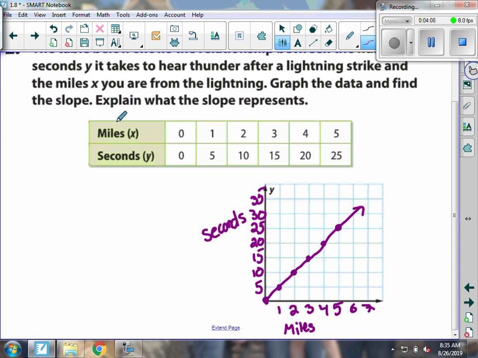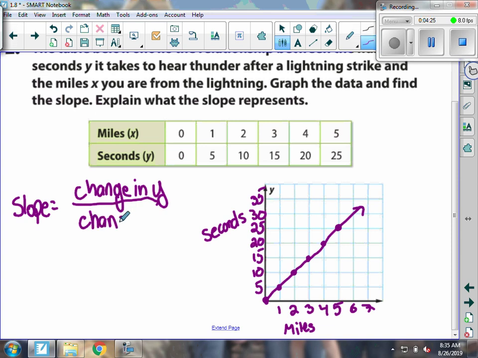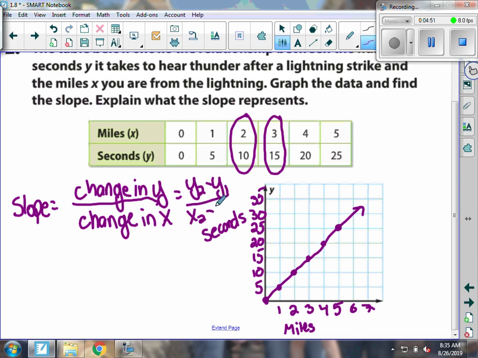So we're going to find the slope. Remember, our slope is our change in y over our change in x. Because we have the table, it makes it pretty easy. You can just pick any 2 numbers off of the table. I'm going to pick (3, 15) and (2, 10). Remember, this is the same thing as y2 minus y1 over x2 minus x1. So you're going to find your change between these.